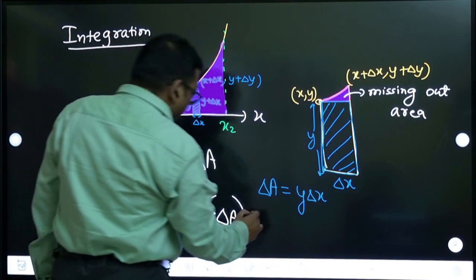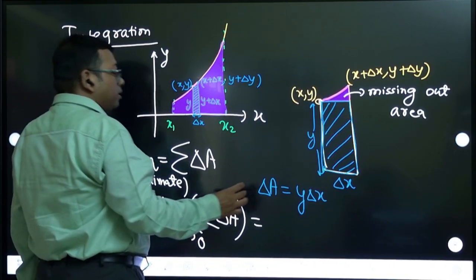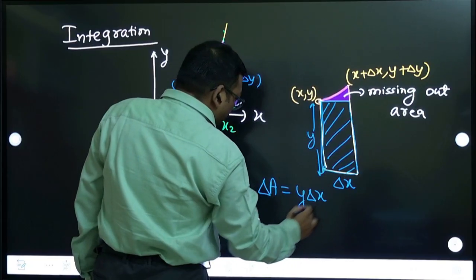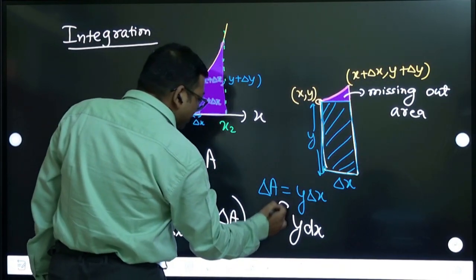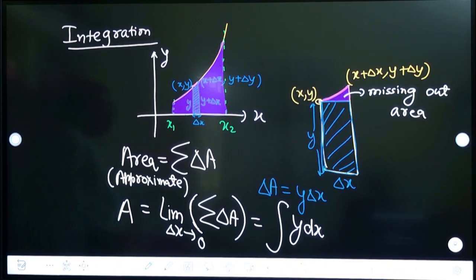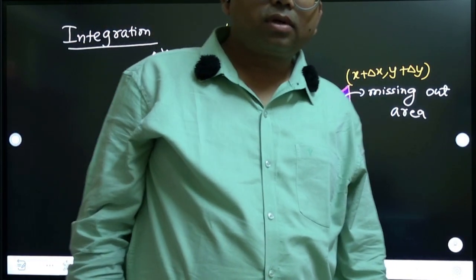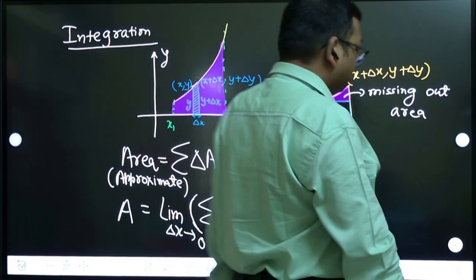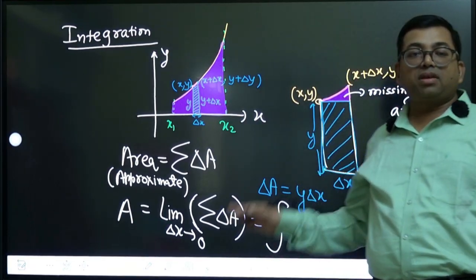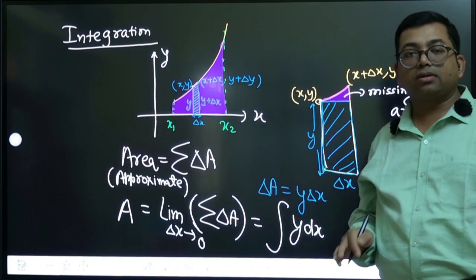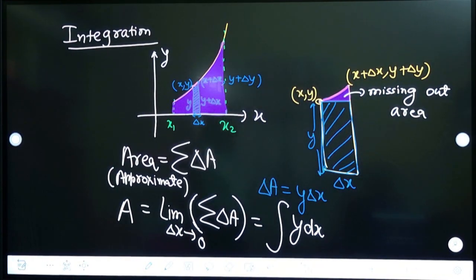Now this can be written as, when you apply limit delta x tends to 0, then this becomes y dx, because delta x becomes dx, and the summation becomes integration. Okay, this is the main idea behind integration. Integration is done in order to calculate the area below the graph.